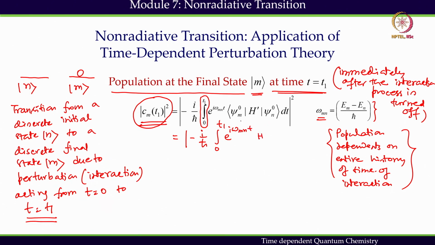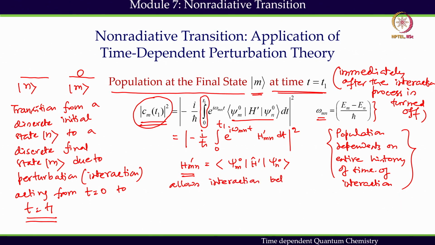Then this entire integration part I will write down as H'_mn dt, where H'_mn is nothing but this spatial integration. This integration is over space. So this is the term which allows the interaction between psi_n^0 and psi_m^0, these two states. This is the n state, this is the m state, the interaction between these two states.